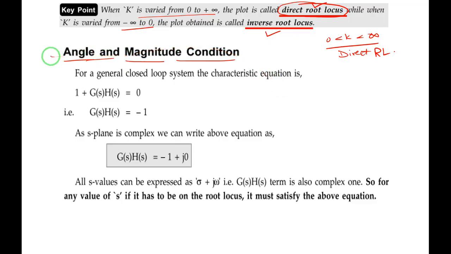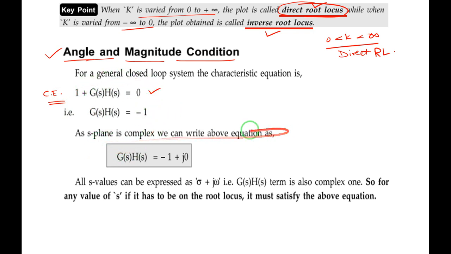Okay, next we'll see the next topic, angle and magnitude condition. For any general closed loop system, we know the characteristic equation is given by 1 + G(s)H(s) = 0. This is the characteristic equation. Then G(s)H(s), taking the 1 to this side, is equal to -1, right?